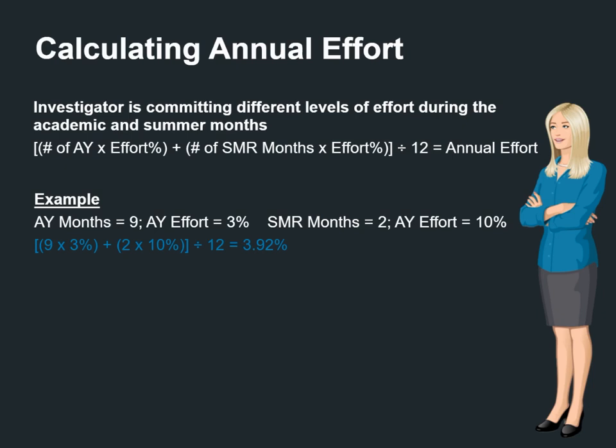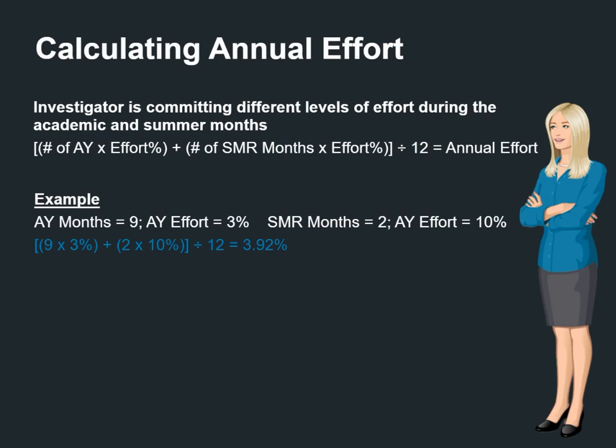So what we will do is take the number of appointment months and multiply that by their amount of effort that they will commit during those months. You will add that to the number of summer months multiplied by the amount of effort that they will commit during those months, and take that result and divide by 12.